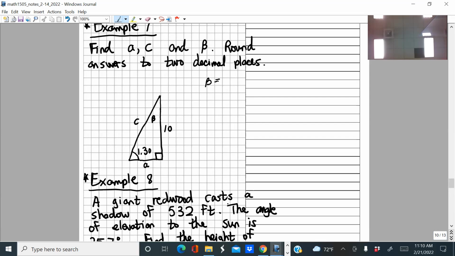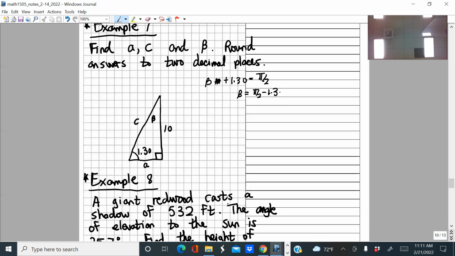So what is the size of beta? I don't need trigonometry, I just need basic geometry. What do you know about those two angles in a right triangle? These two, not including the right angle, have to add up to what? 90 degrees. But in radians, what's 90 degrees? Pi over 2. So let me write it down here. Beta plus the 1.3 has to add up to pi over 2, so beta itself is going to be pi over 2 subtract 1.3.